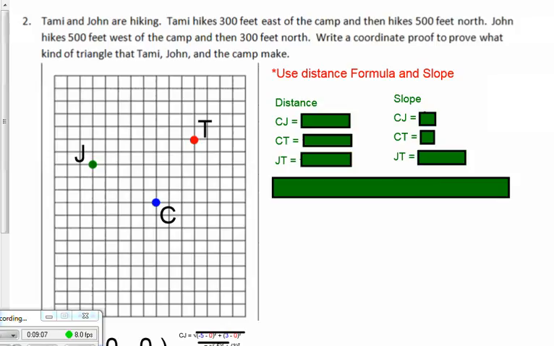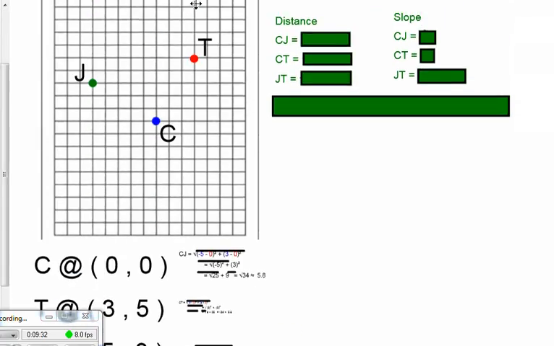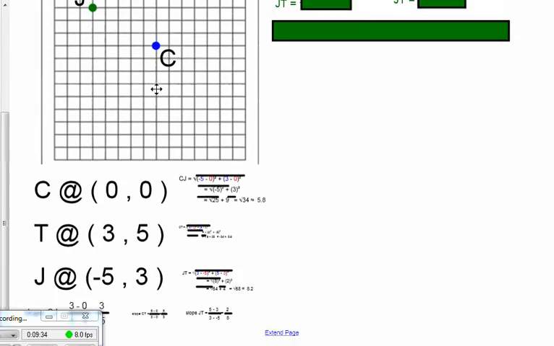All right, example 2. Tammy and John are hiking. Tammy hikes 300 feet east of the camp and then hikes 500 feet north. John hikes 500 feet west of the camp and then 300 feet north. Write a coordinate proof to prove what kind of triangle Tammy and John and the camp make. So here we have the camp. They don't have any particular coordinates on here, so we can call it whatever we want. I put the camp right at what we're going to call 0, 0.